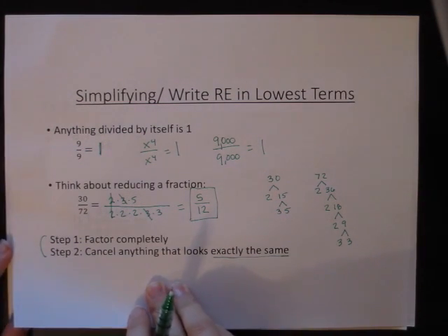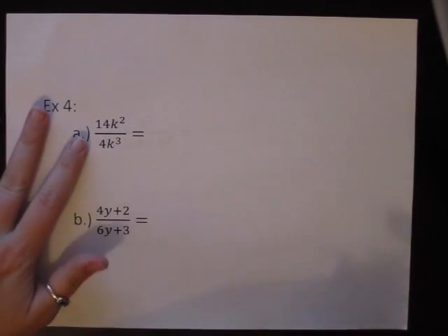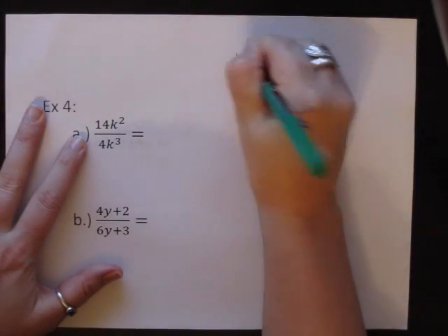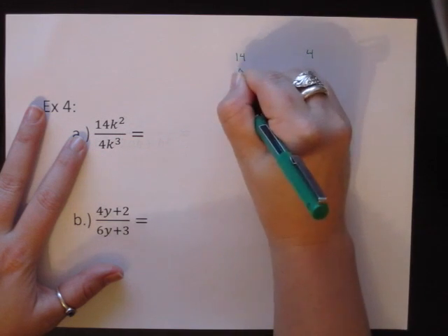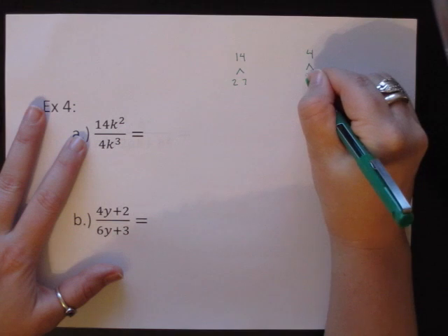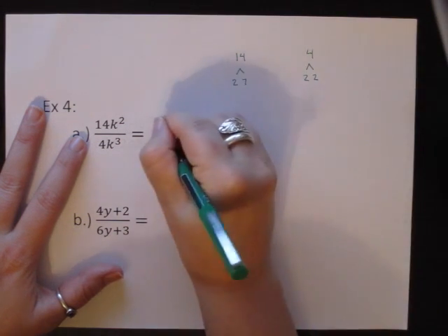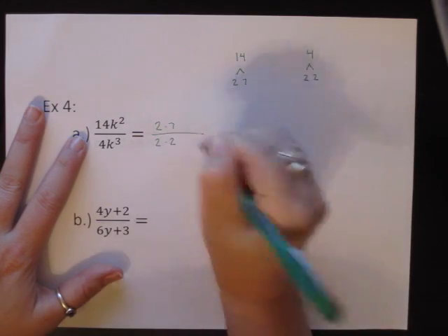Alright, let's try another one. So we've got 14k to the second over 4k to the third. The reason this is a rational expression is because I've got a monomial over a monomial. So what I want to do first is find my factors of 14 and my factors of 4. For 14, that would be 2 and 7, and those are both prime numbers, so I'm done. And then for 4, that would be 2 and 2. So I would go 2 times 7, and then 2 times 2.